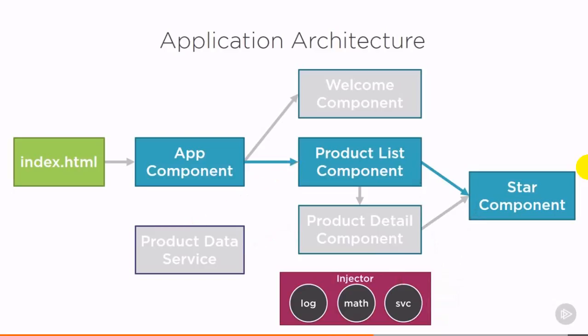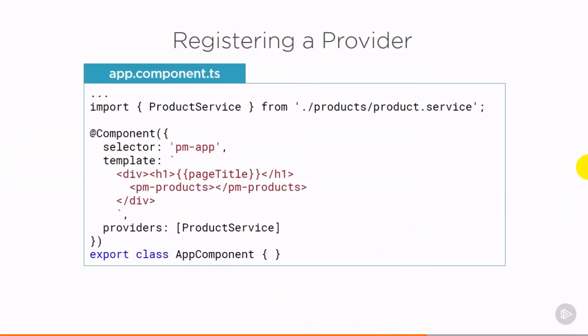If instead we register the provider in the root app component, the Angular injector can inject the service into any component of the application. Since we know the product detail component will also need the product data service, let's register it at the root. Here is the app component we built early on in this course. To register a provider that creates our service, we add the providers property to the component decorator. The providers property is an array, so we could register multiple providers. To register a provider for our product service, we specify ProductService here and import it here. Let's do that now.